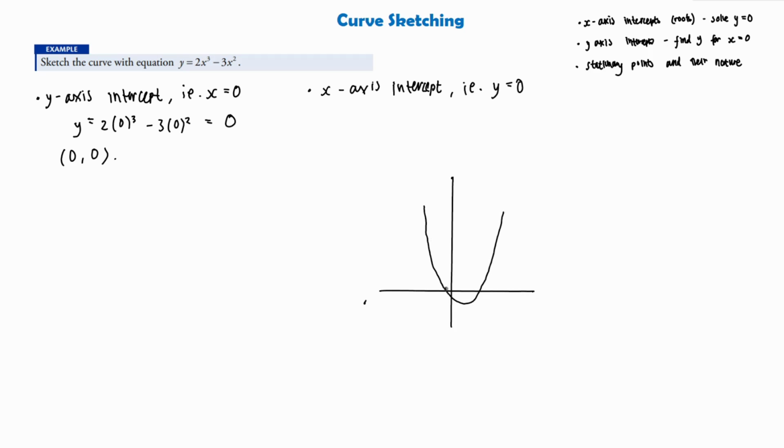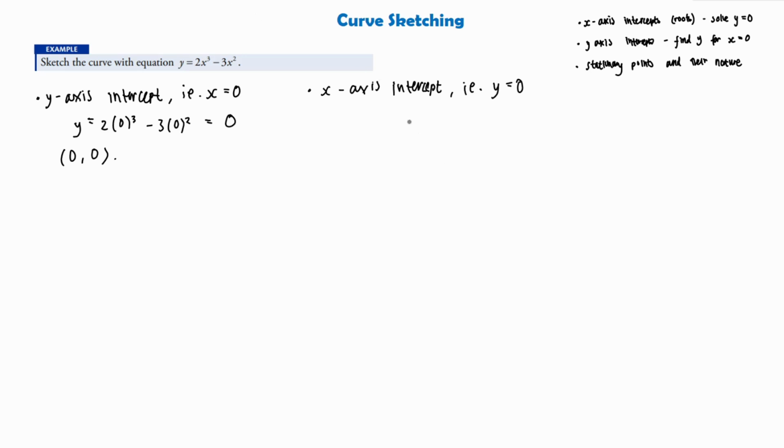The x-axis intercepts are going to be here or here. These are the roots. And as we can see, this is when y is going to be equal to 0, because we've got this point here, its y value is 0, and this point here, its y value is 0. So the x-axis intercepts are simply when y is equal to 0.